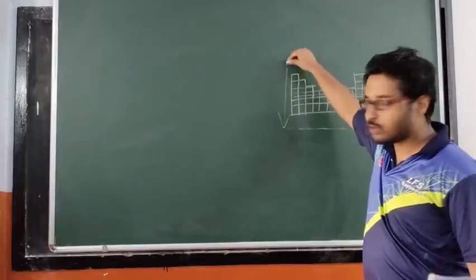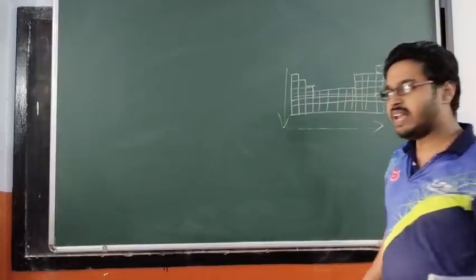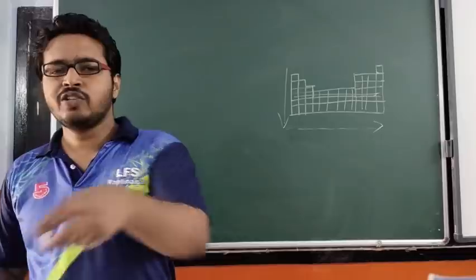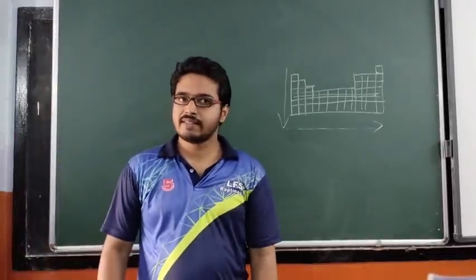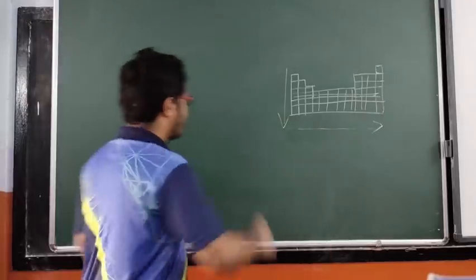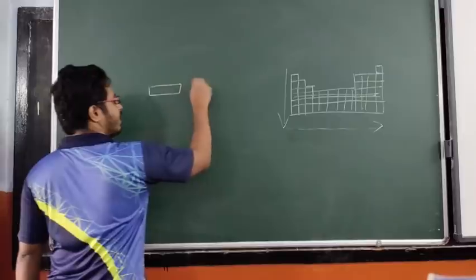Moving down means we have to go from the topmost to the bottom of the periodic table. Now we are going back to the nuclear charge. Before going to the nuclear charge, just assume a magnet. Okay, so we are taking one piece of magnet.